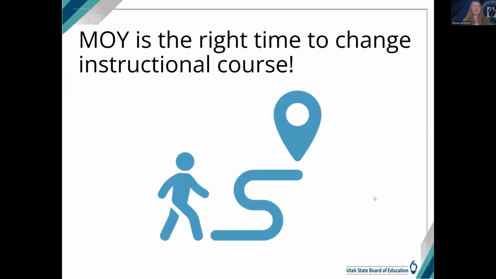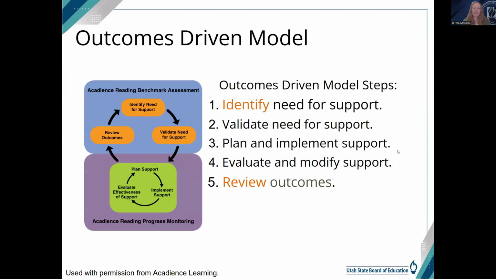So middle of the year is the right time to change instructional course. So you have time to look at that data and look at what is happening for students. And then we have enough time to make some changes to hopefully benefit students and impact their growth and their literacy and numeracy skills. Acadience looks at, through their outcomes-driven model, identifying potential need for support for students, and then definitely reviewing outcomes and seeing what has happened during this first half of the school year.